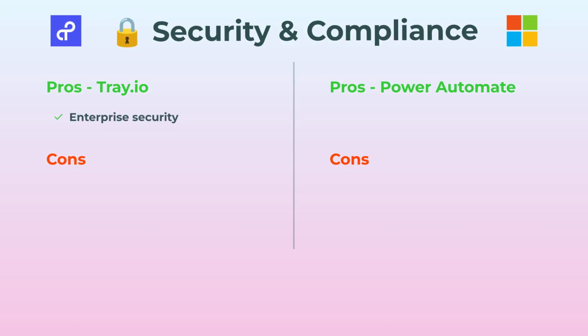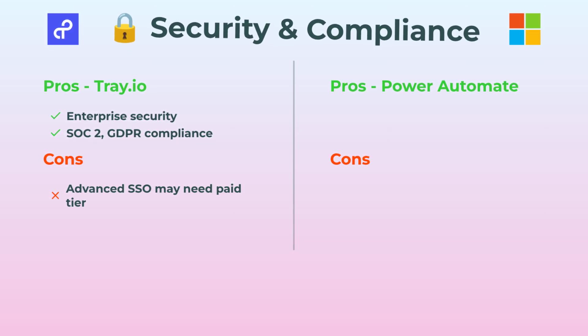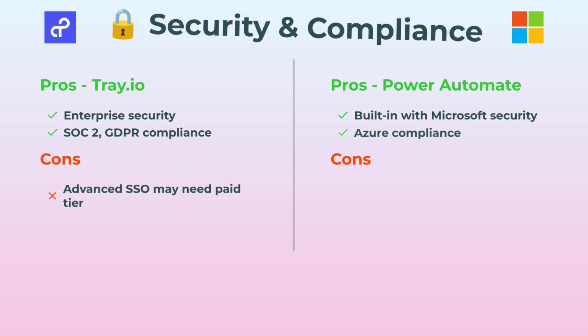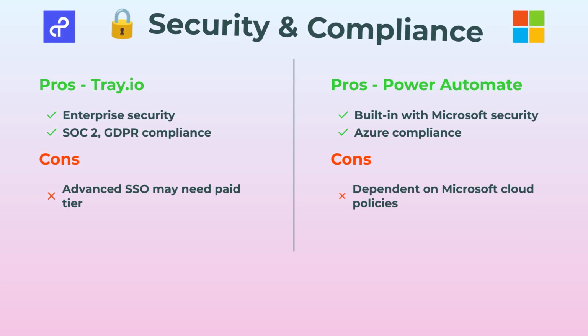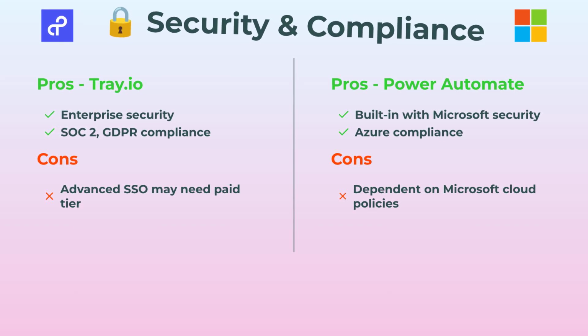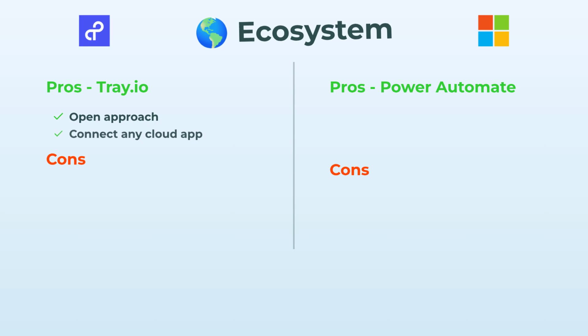Alright, security and compliance, that's a biggie. And you know what? Both platforms are seriously dialed in when it comes to keeping your stuff safe. Tray.io ticks all the boxes with things like SOC2 and GDPR, although depending on your needs, you might have to upgrade for the more advanced SSO features. Power Automate, you get Microsoft-level security, Azure compliance, the works. You are, of course, tied to Microsoft policies, but neither platform really drops the ball, so I'm calling this one a tie.